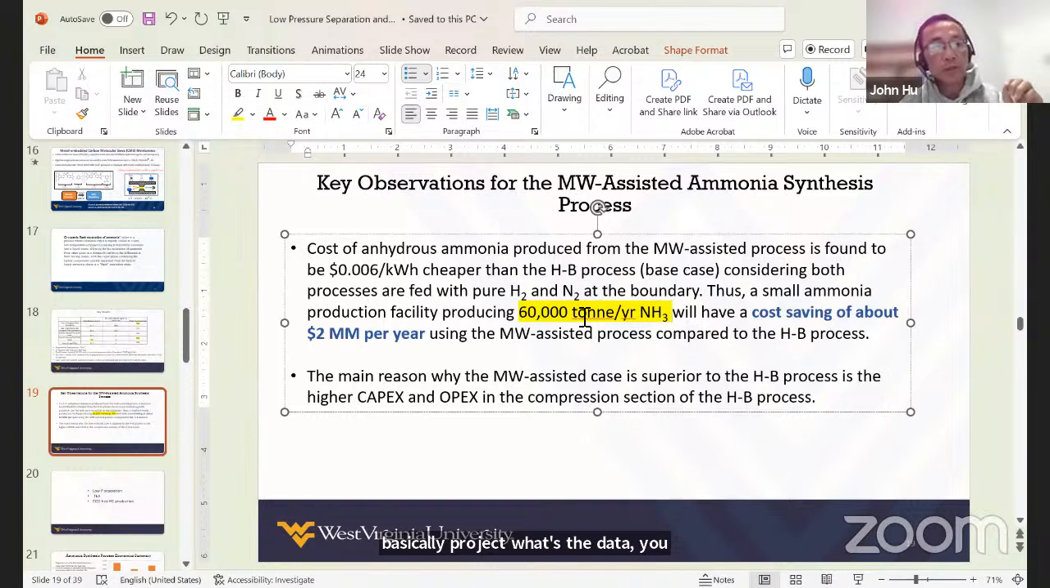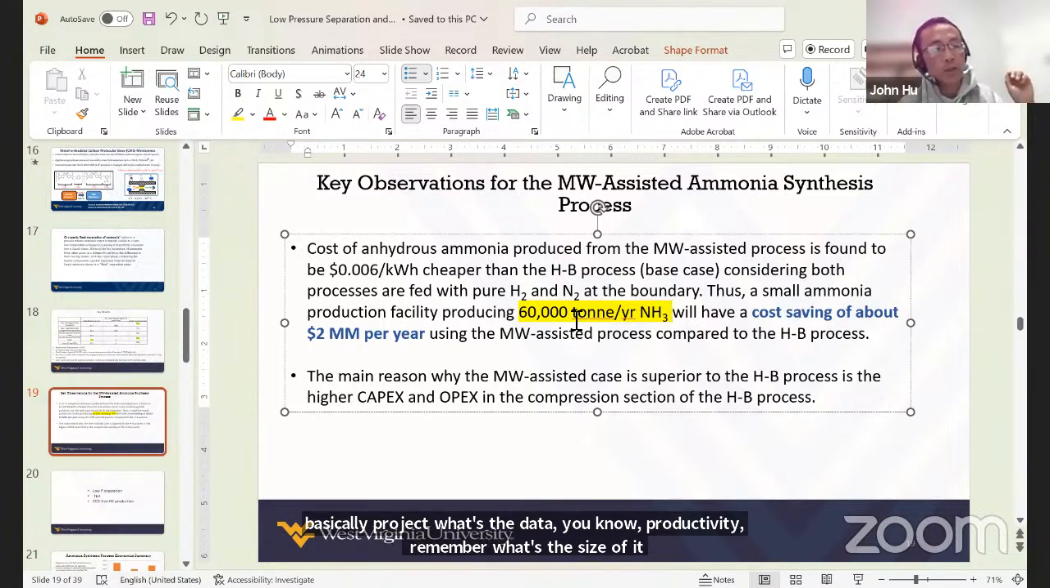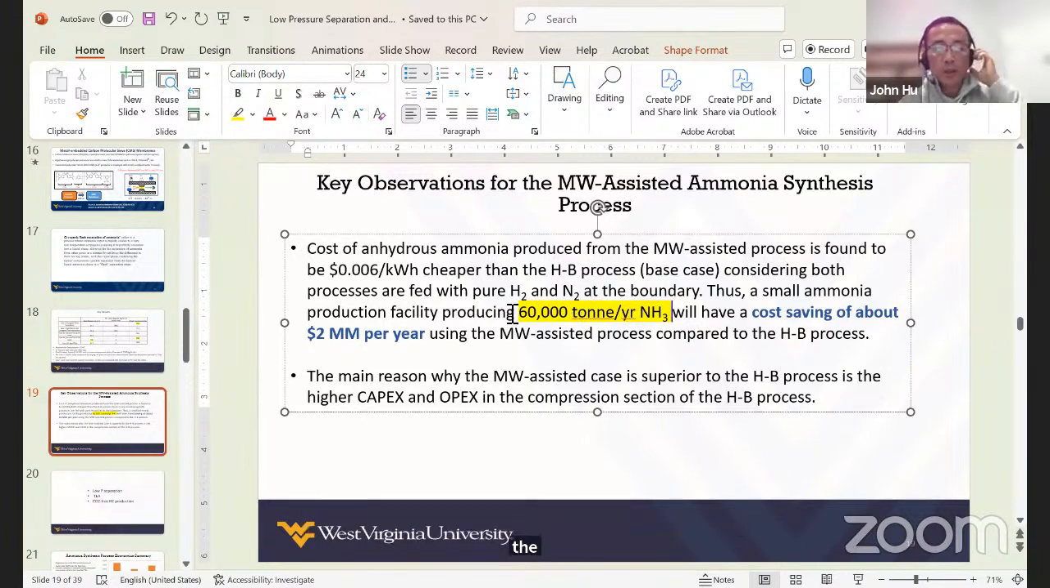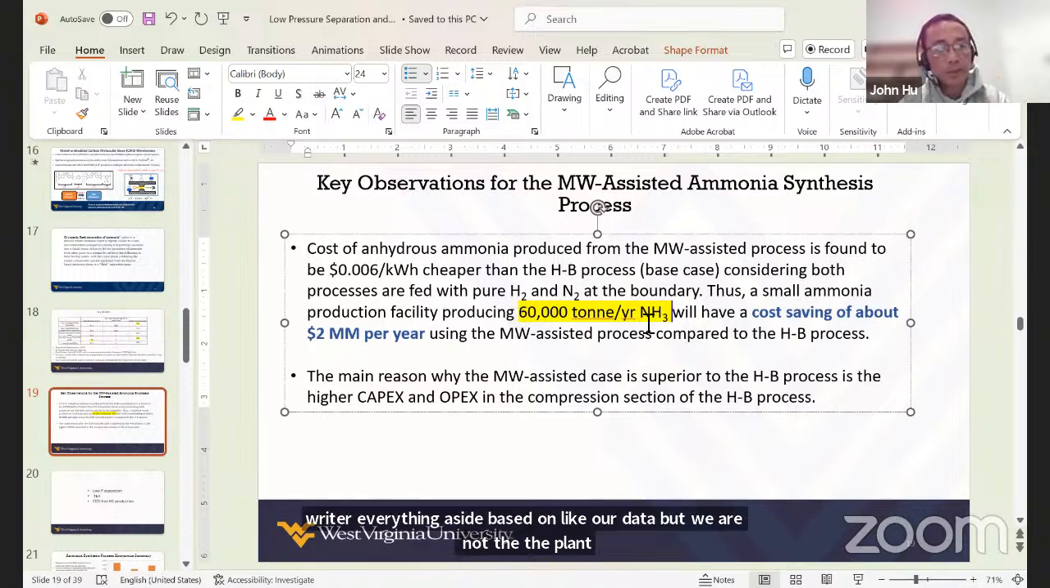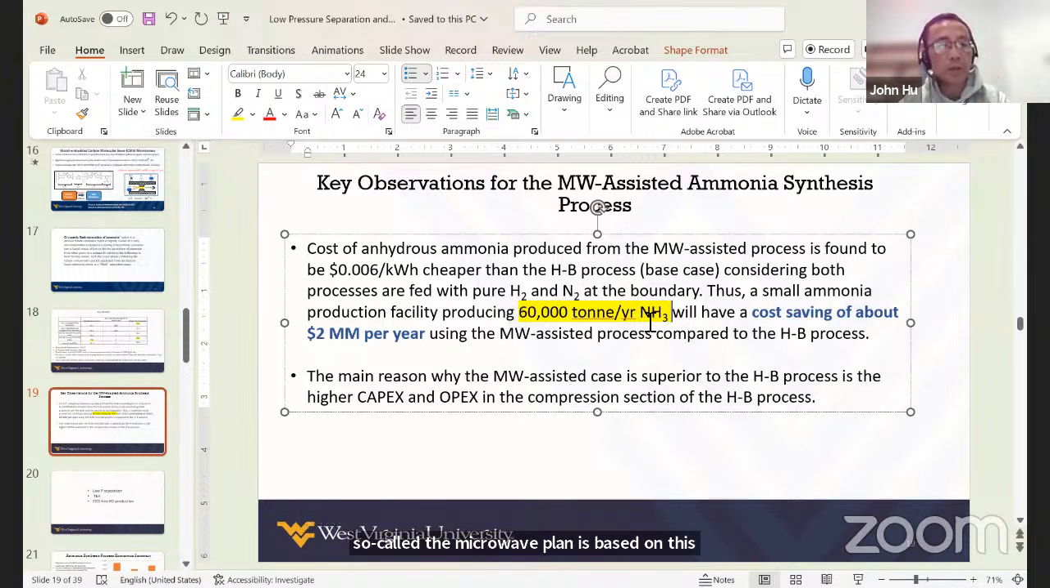Everything's sized based on laboratory data, but the so-called microwave plant is based on this production size. You follow me? So this size will be compared with Haber-Bosch at 1,000, 2,000 ton per day. But we correct everything, so wait for the next couple of slides. It is not apple to apple to just compare plant size.